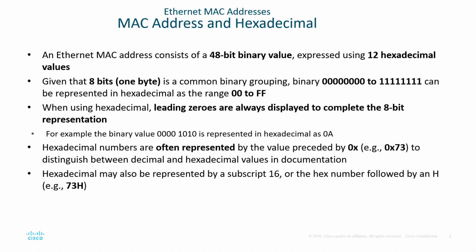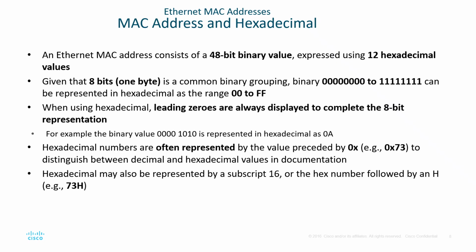Now, an Ethernet MAC address consists of 48 binary bits, expressed as 12 hexadecimal values. Given that 8 bits, which is referred to as 1 byte, is a common binary grouping, binary all zeros to binary all ones can be represented in hexadecimal as the range of 00 to FF. So think back to your conversions that we just went over. When using hexadecimal, your leading zeros are always displayed to complete the 8-bit representation.